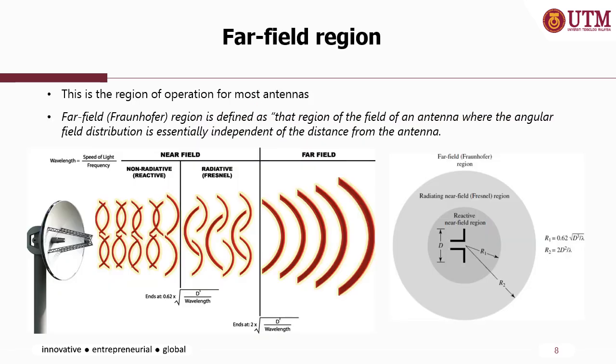As mentioned in slide number 6, the radiation pattern is determined in the far field region. So where is the far field region? If we refer to this figure, you may see that the far field region is the outer layer of the region from the antenna itself. R is basically the distance from the antenna. The far field region appears when the distance from the antenna is larger than 2D squared over lambda.